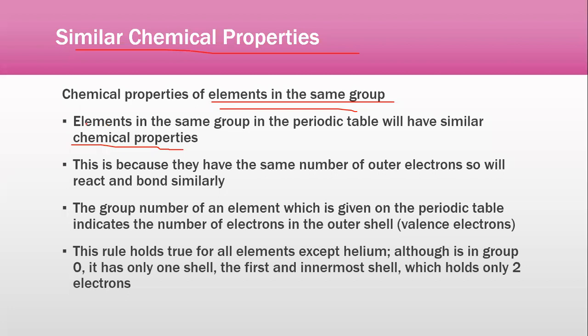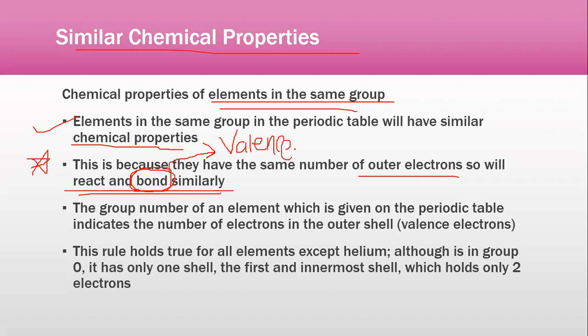So elements in the same group in the periodic table will have similar chemical properties. Why? This is because they have the same number of outer electrons, so they will react and bond similarly. Because in bonding, one important thing, we'll be doing this in the next chapter, is the valence electrons. The valence electrons have a key role in bonding, determining the type of bonding and the number of bonds between the compounds, all dependent on the outermost shell electrons.